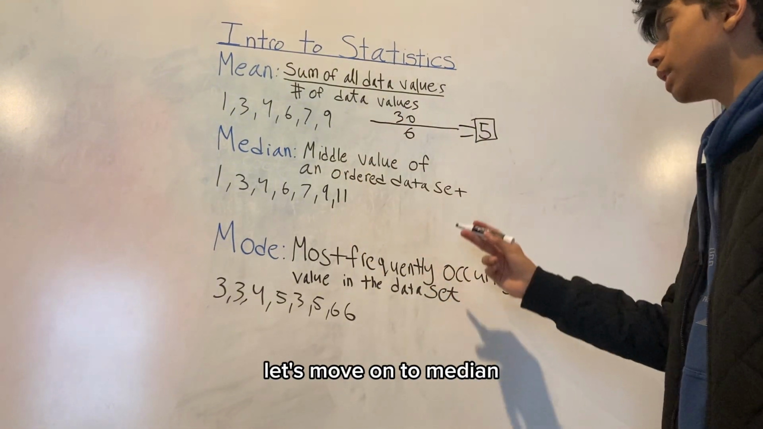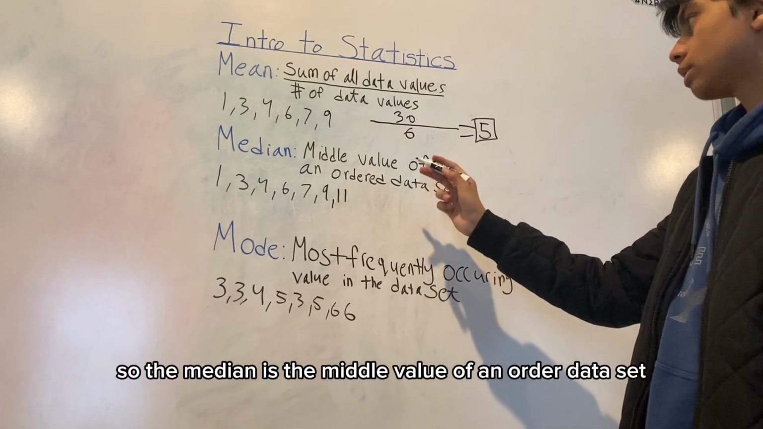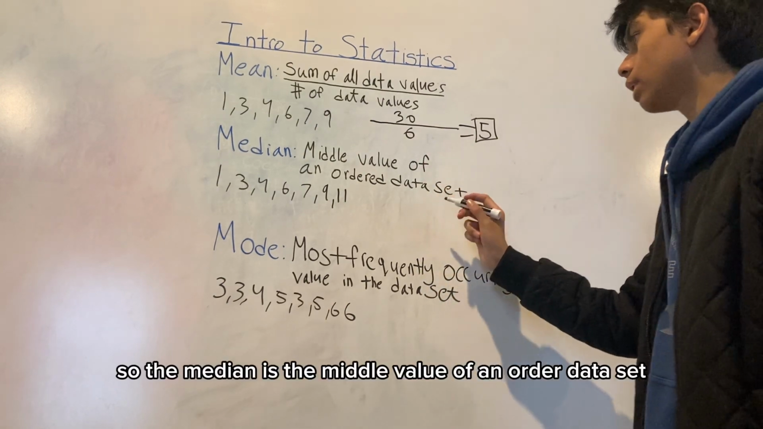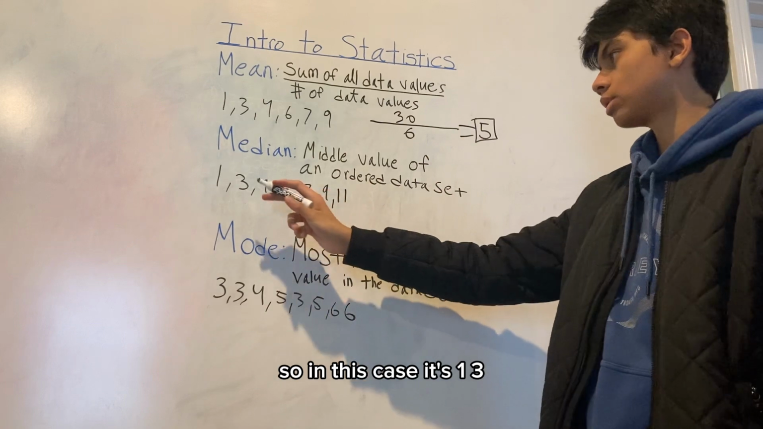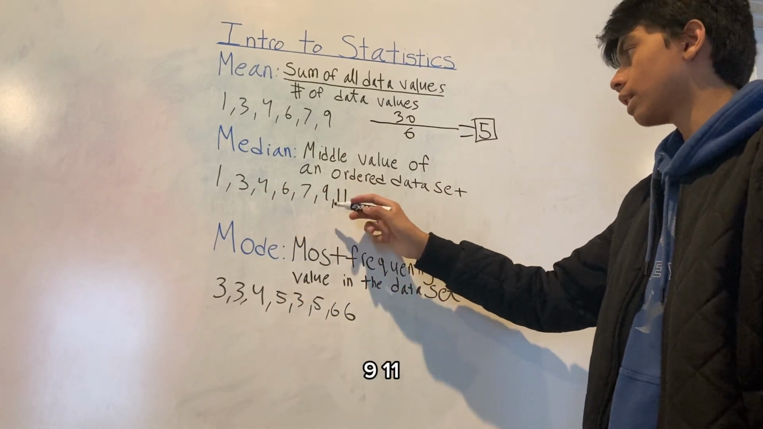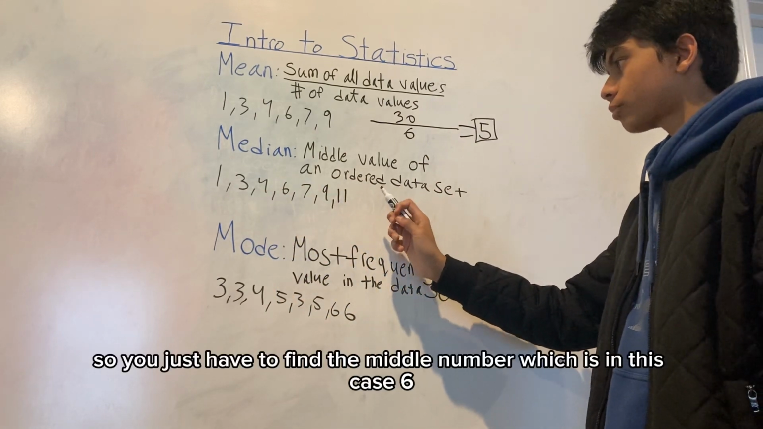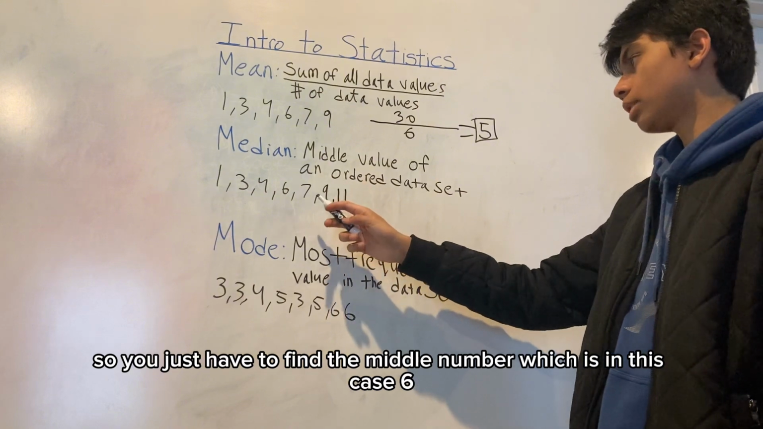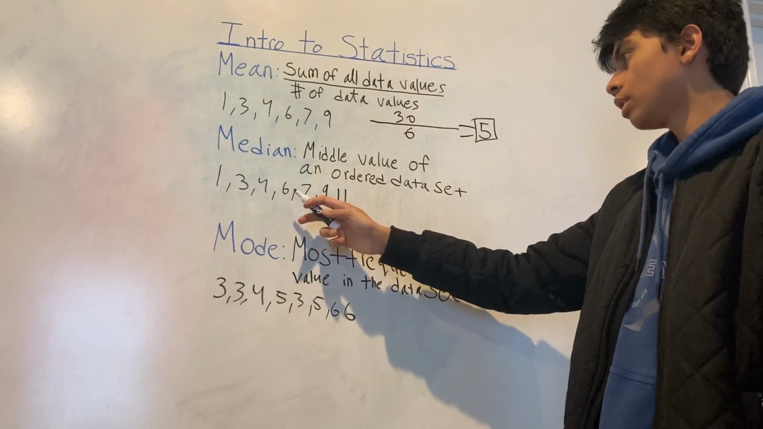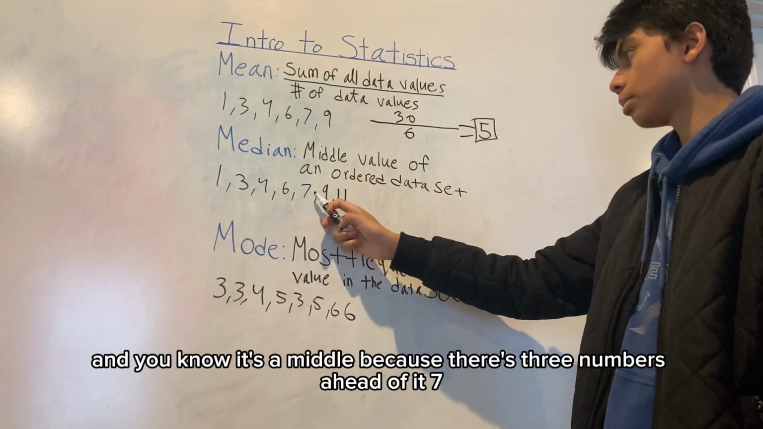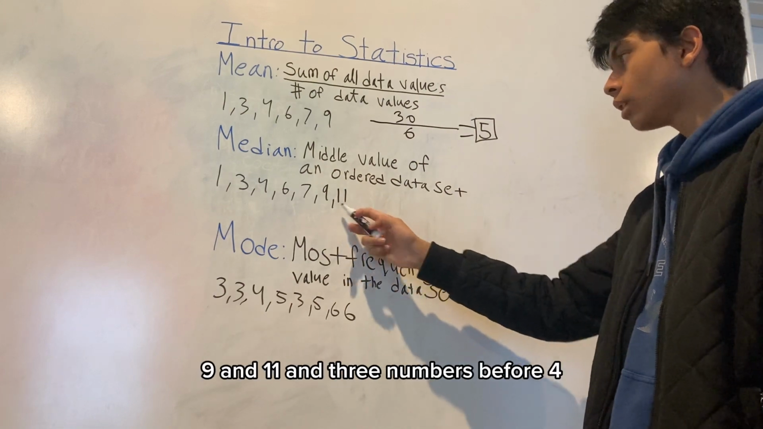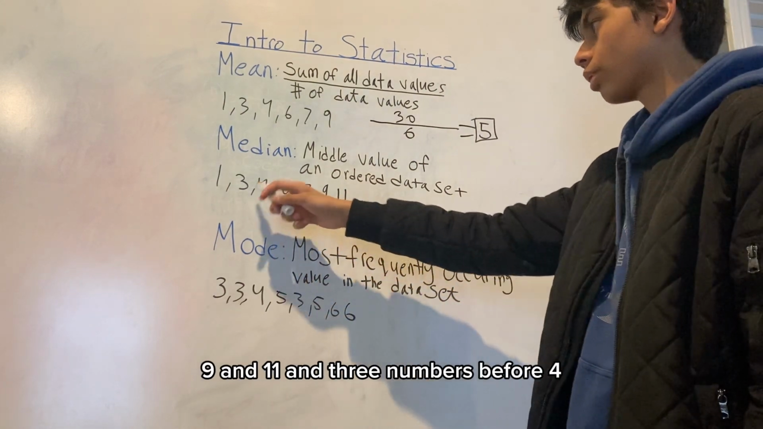Okay, let's move on to median. The median is the middle value of an ordered data set. So in this case, it's 1, 3, 4, 6, 7, 9, 11. You just have to find the middle number, which in this case is 6. And you know it's the middle because there's 3 numbers ahead of it, 7, 9, and 11, and 3 numbers before it, 4, 3, and 1.